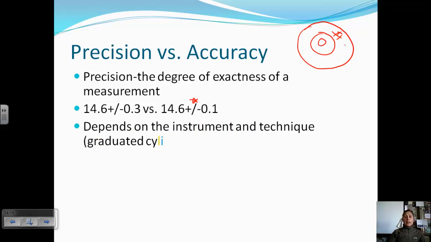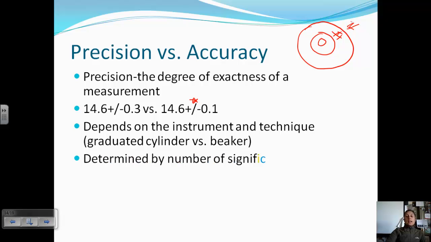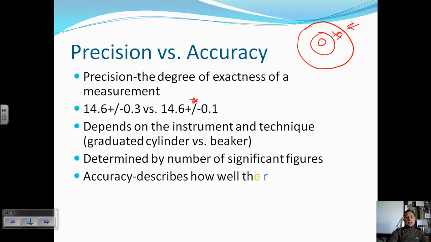This depends on the instrument and the technique. So, your technique, if you're shooting all of your arrows over here, maybe you just need to change your technique a little bit to get onto the bullseye. As far as instruments, graduated cylinder versus a beaker, graduated cylinder is going to give you more measurements, so it's going to be more precise. And this precision is also determined by the number of significant figures. We're not going to deal too much with significant figures in physics.